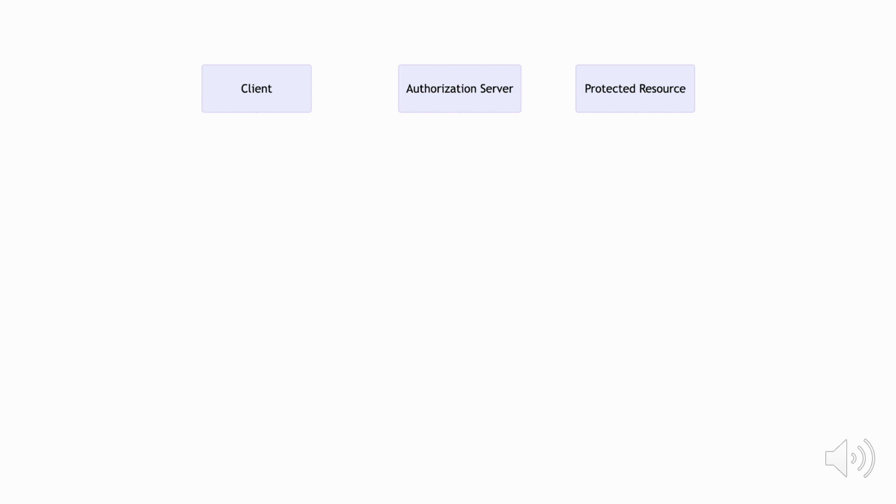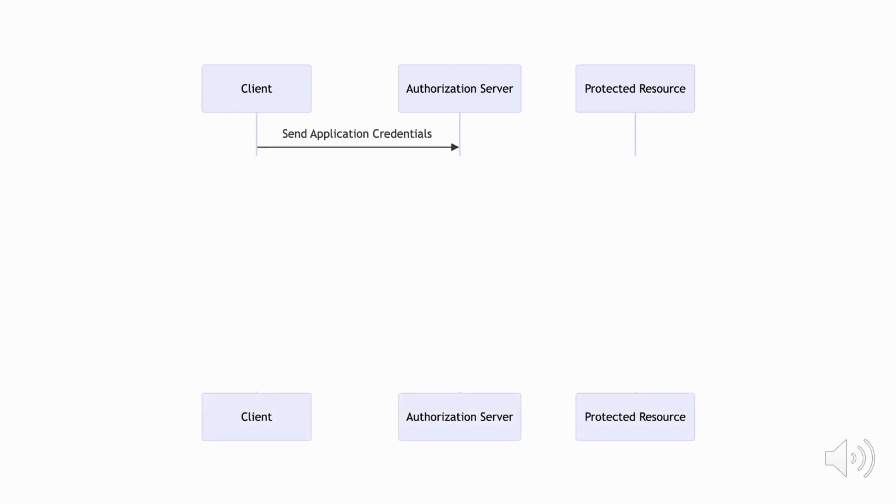Let's proceed with requesting an access token using client credentials. The app initiates the process by sending its application credentials to the authorization server. The authorization server validates the received application credentials to ensure the authenticity of the app. If the application credentials are valid, the authorization server responds to the app with an access token.